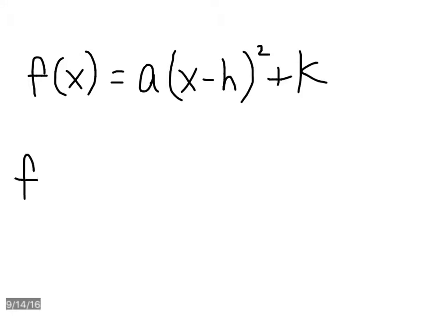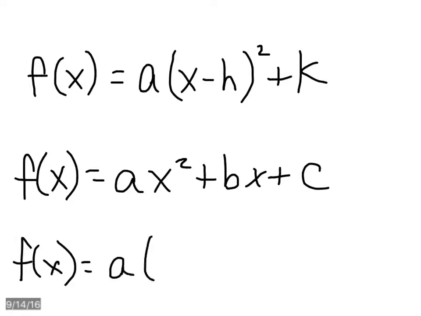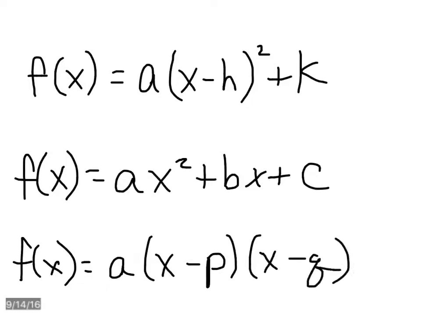Then you were given this form, ax squared plus bx plus c. And then the third form you were given, a times (x minus p) times (x minus q). If I give you 2 of them and ask you to graph it, it's going to be 2 out of the 3. Okay? The top one, what did I call that name?